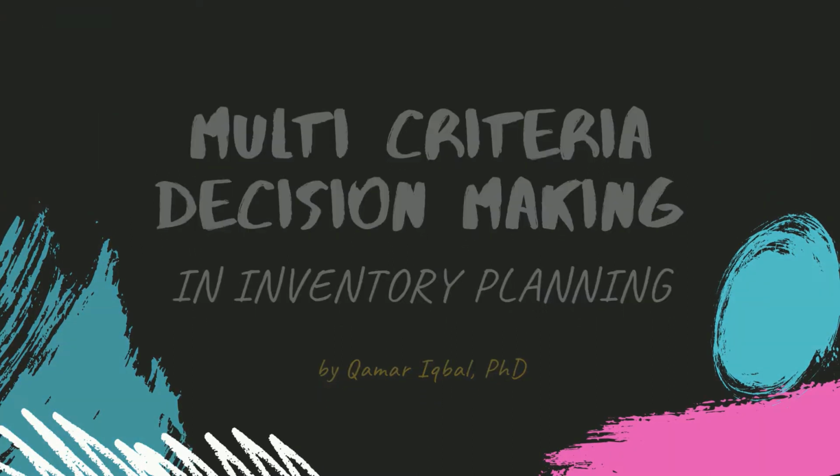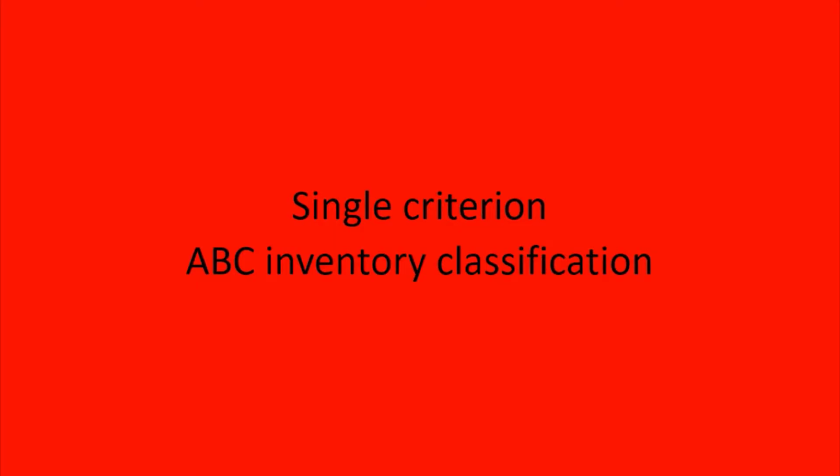Before I explain multi-criteria inventory classification, let's have a quick look at how we classify inventory using single criterion, and how we use it for safety stock level settings, so we can have a comparative evaluation when I present the multi-criteria technique. So let's get started. Single criterion is based on a single criterion, as the name suggests, and most of the time it is annual consumption or annual usage.